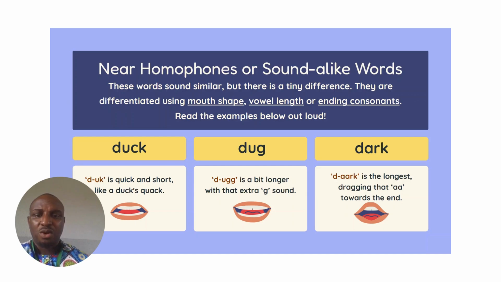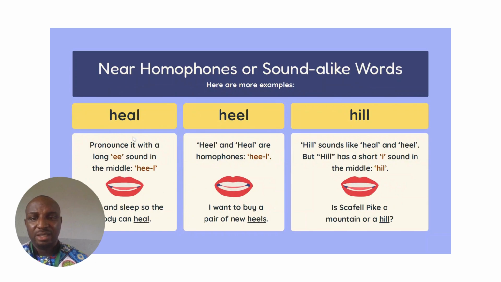All right, welcome back. Let's move on to the next set of homophones we have here. We have heal, to be free from a sickness. He has been healed of a sickness. Then heel, as in the pointed part of a shoe. Then hill, a high place. See, they sound alike, but have different usage.